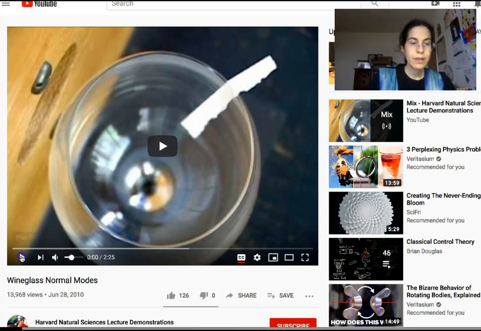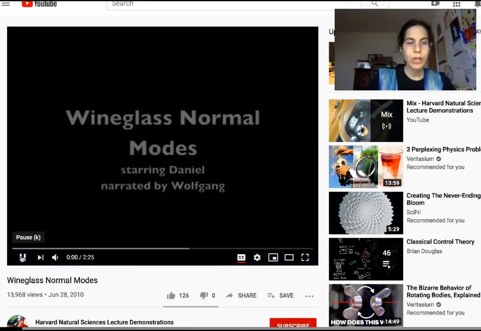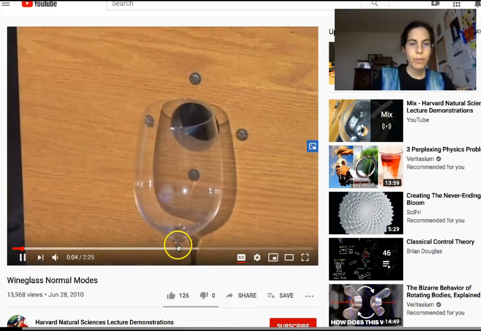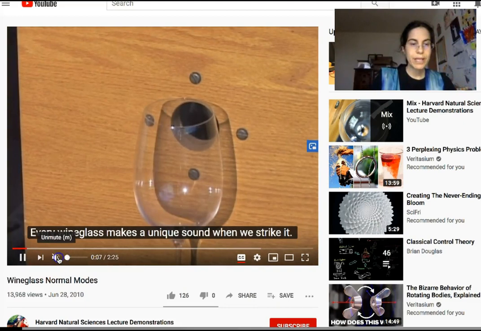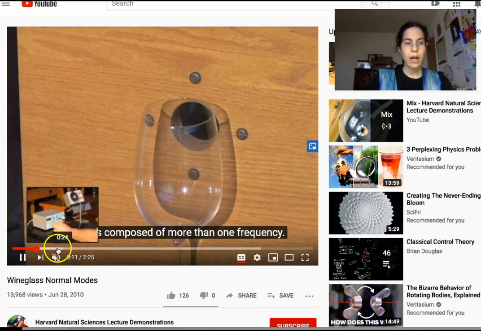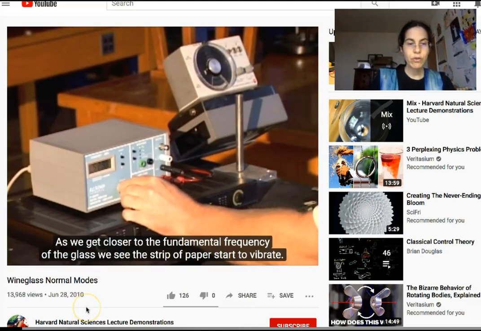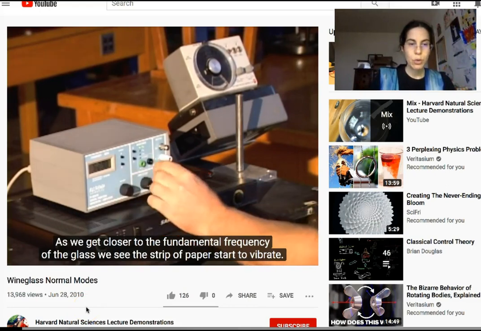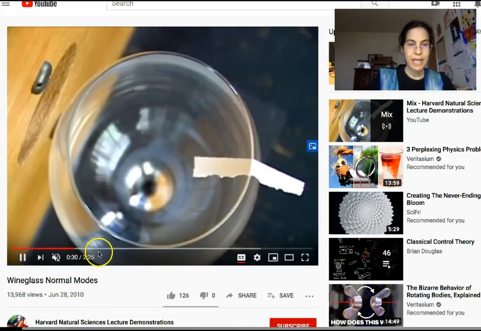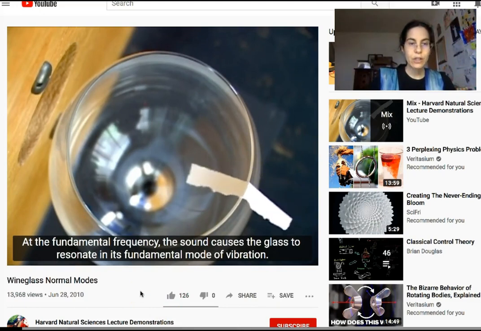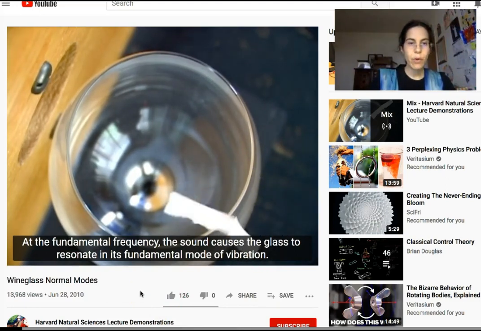to turn in to the Harvard Natural Sciences lecture demonstration where they are playing sound from a generator at a certain frequency. Specifically, they're turning up and up and up their sine wave until they hit the exact natural frequency of the glass. You can see the vibrations in the beginning. You can see the paper that's on the rim of the glass start to move. But the glass is going to resonate in its fundamental mode of vibration.